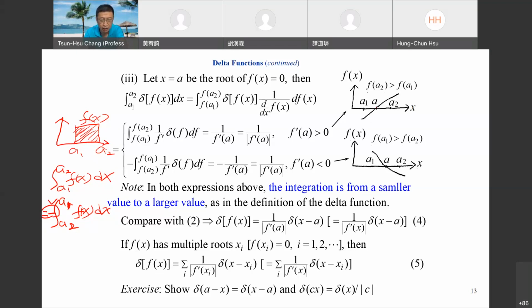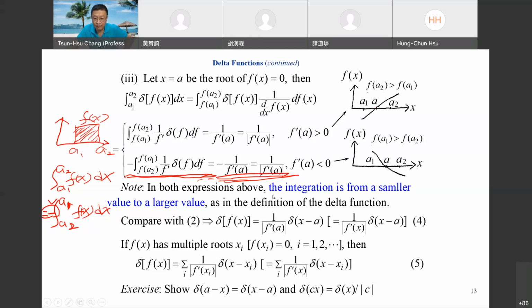Okay, it's a single integration problem, but many students will be confused because of these properties. Okay, therefore, when the slope is negative, we will have a minus sign here.